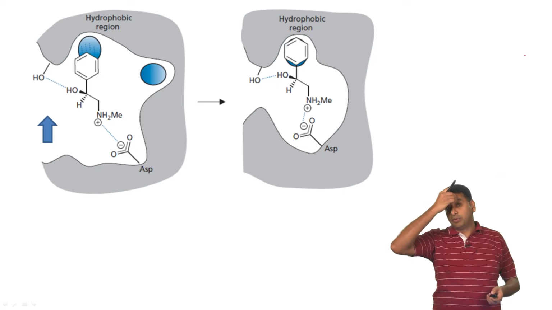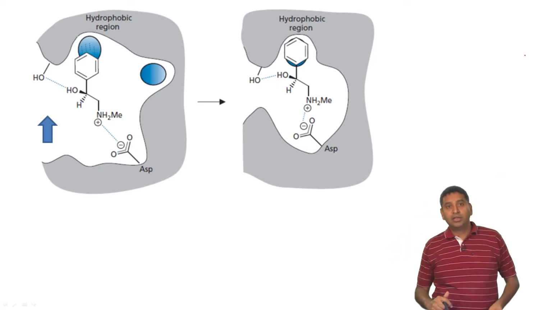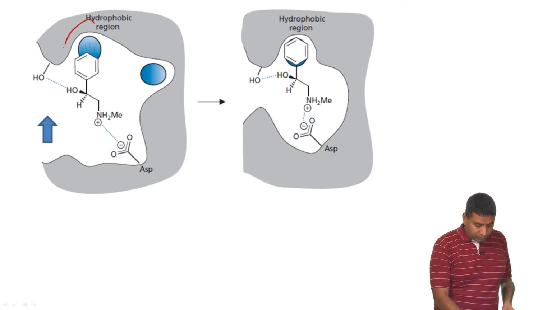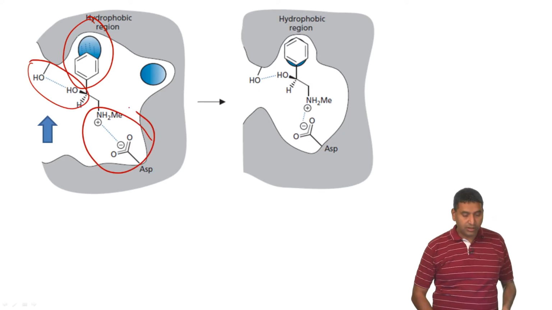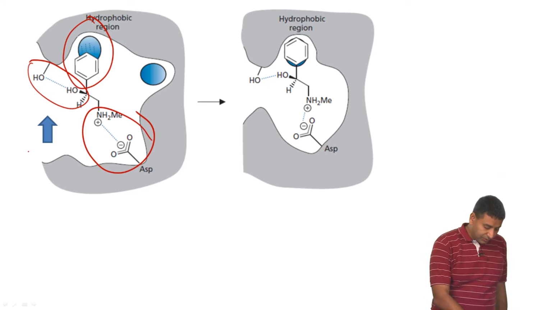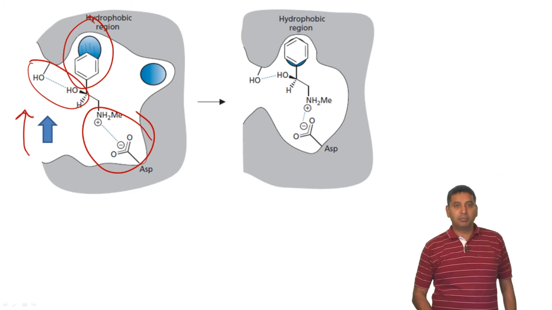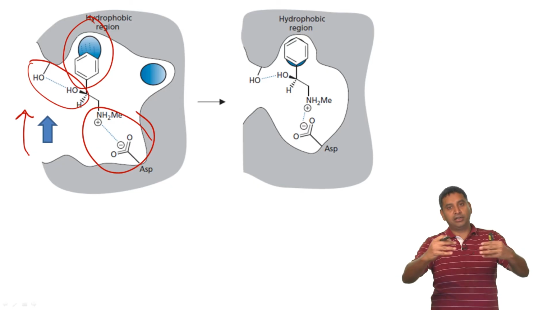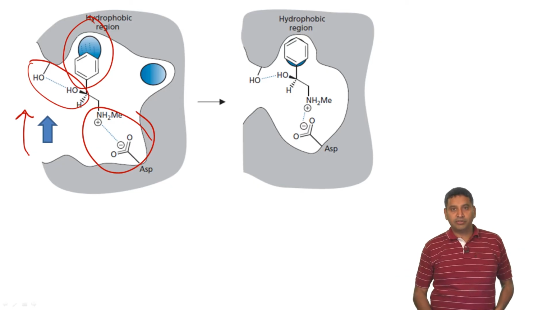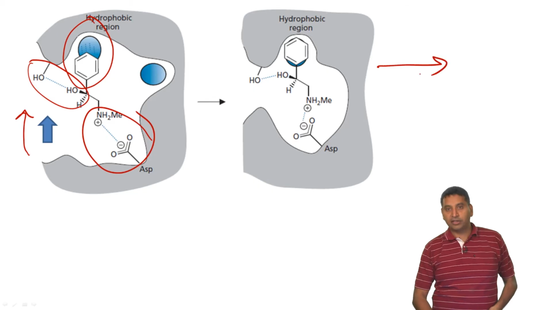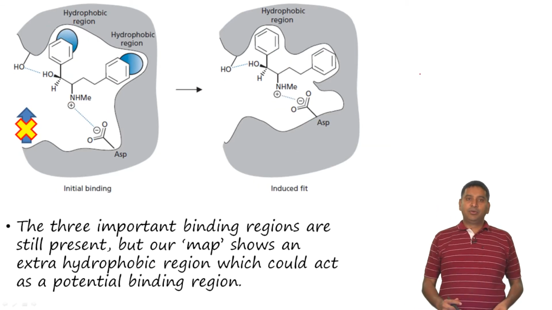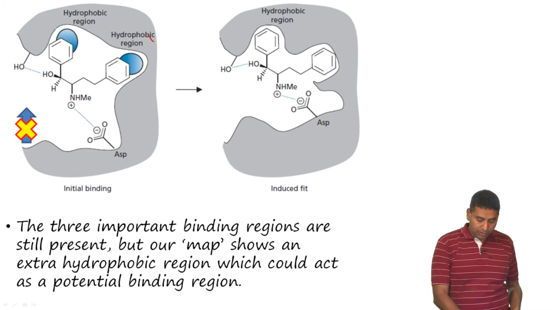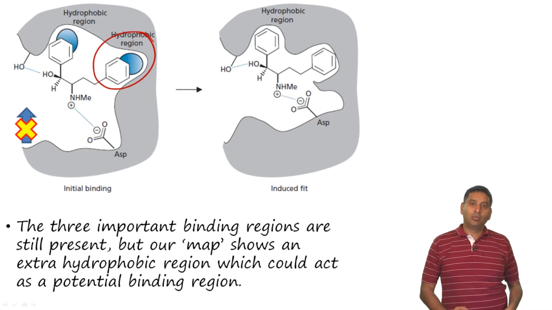So, let us look at this example that we started out with. Here is the natural ligand, and once it binds here to the hydrophobic region, there is a hydrogen bonding effect here, and this is the ionic bond. Okay. Now, in order to achieve better binding, the pocket moves in and undergoes a conformational change, and this conformational change results in a signal being transmitted.